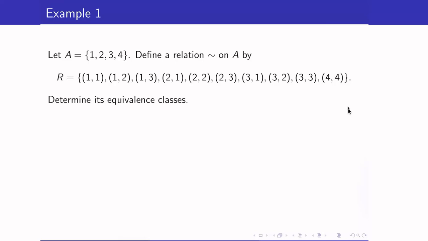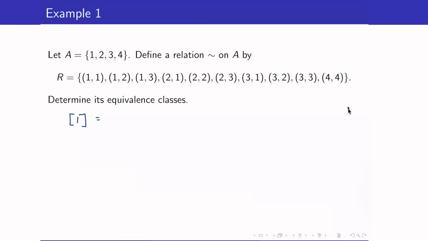Let us have this example. Suppose that A is the set containing the elements 1, 2, 3, 4, and we define this relation as follows. Here are all the elements of the relation R. So let us now find the equivalence classes. So how do we find the equivalence class? We just look at the elements of A: 1, 2, 3, 4. So let's start with the equivalence class of 1.